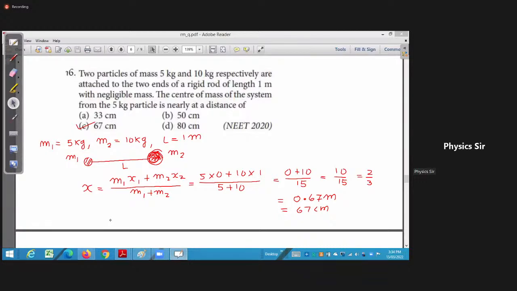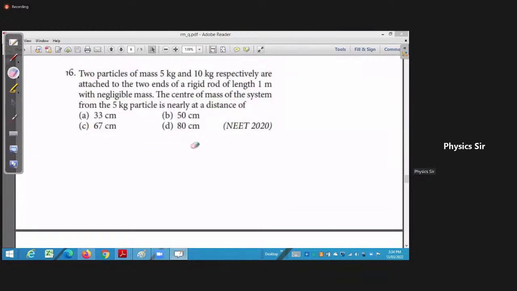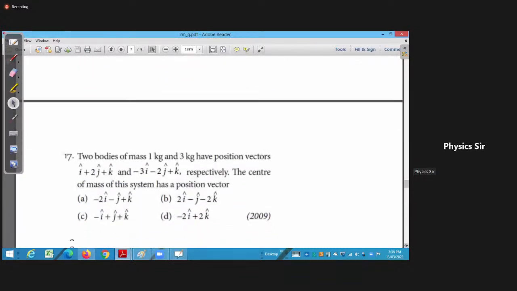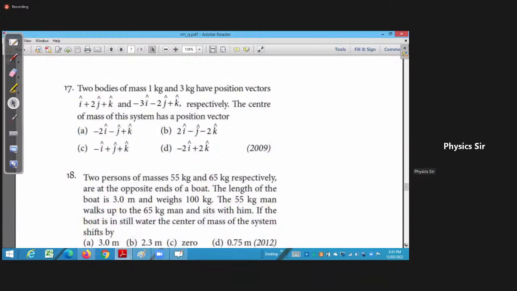Done. Okay. So if you are done, I am also done. Let me erase this. Erased. The next question. So this is the next question. What is the next question?